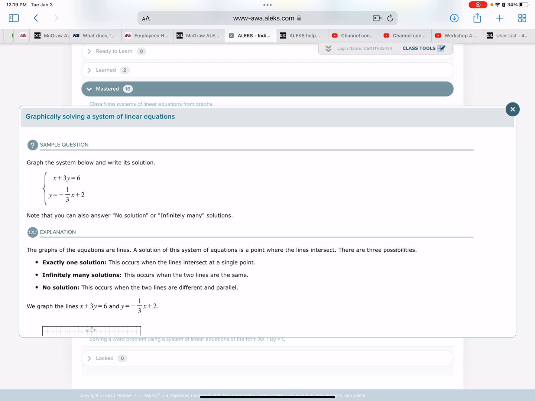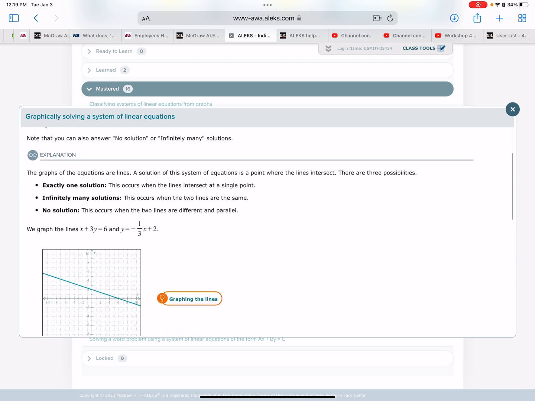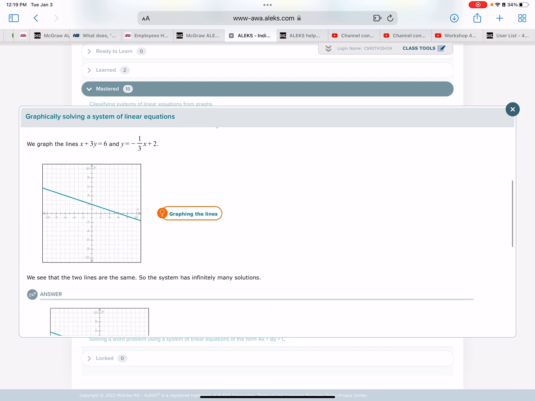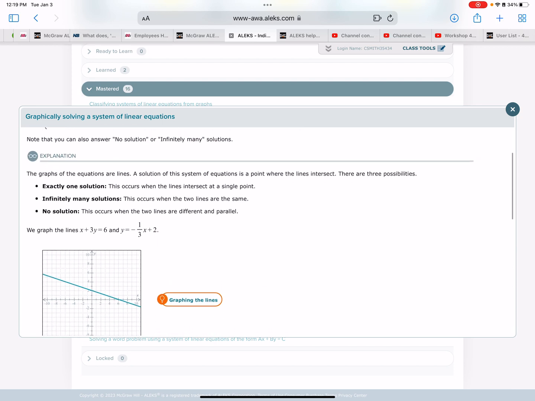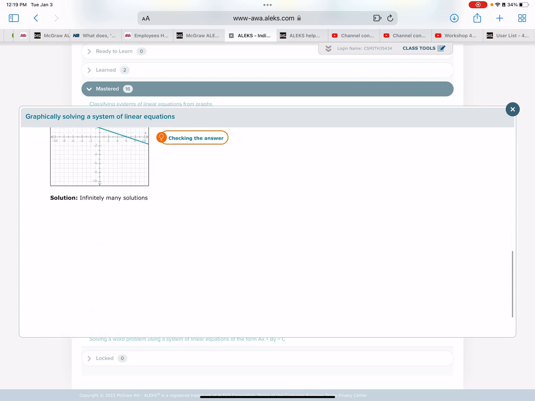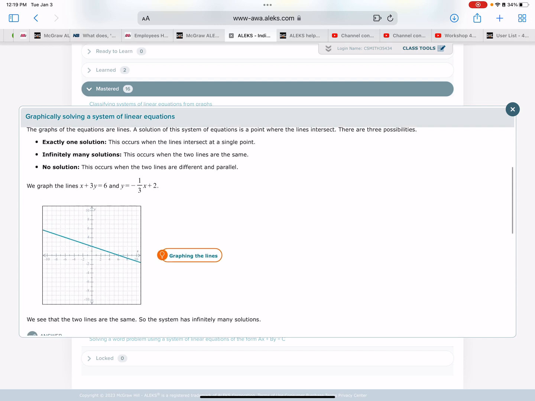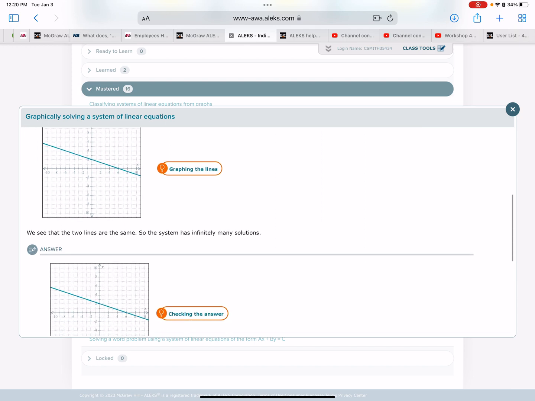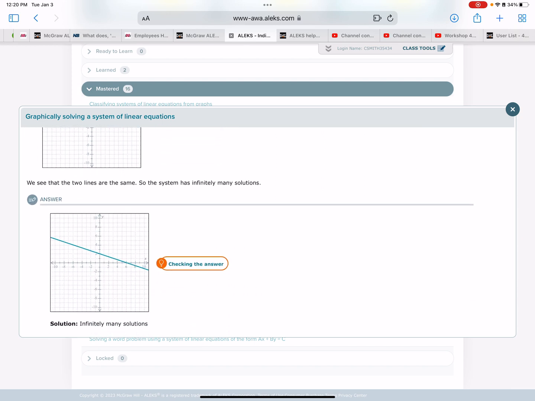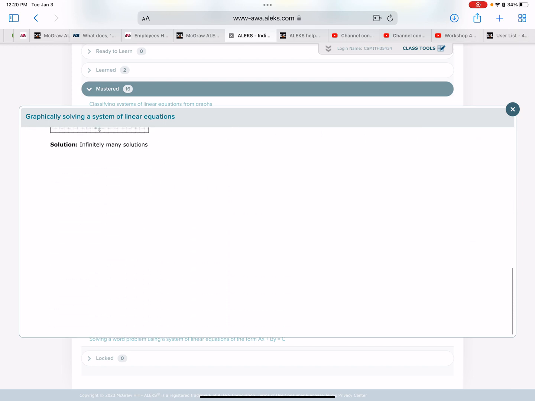Okay, solve a system of equations by graphing them. So you're just going to put them into y equals mx plus b form, and then you're going to graph them. Now, as this is showing you, when you have one solution, they cross one time. When you have no solutions, they do not cross and they're parallel. And when you have infinitely many solutions, you literally have the same line. So for this particular one, when you graph the first line and the second line, you're going to see they're the same line. So that's infinitely many solutions.